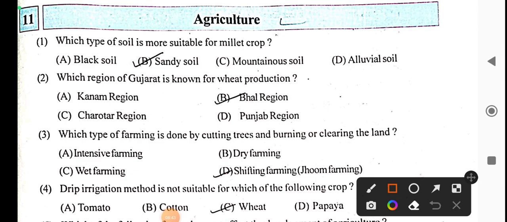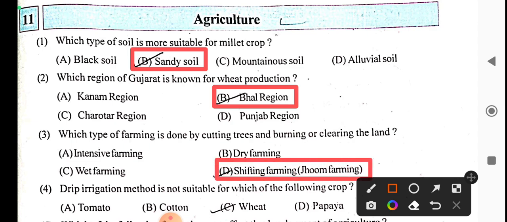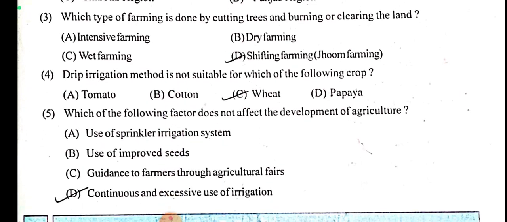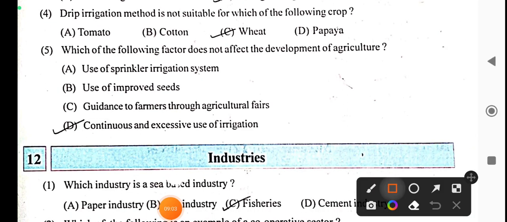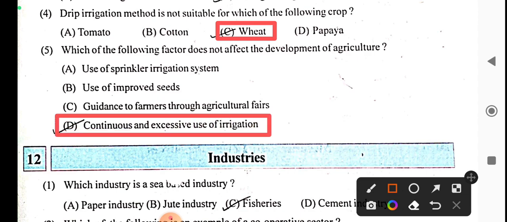Which type of soil is more suitable for the millet crop? So, sandy soil. Which region of Gujarat is known as wheat producing? So, Bhal region. Which type of farming is done by cutting trees and burning to clear the land? So, shifting farming, jhuming agriculture. Drip irrigation method is not suitable for which of the following crops? So, wheat. Which of the following factors does not affect the development of agriculture? Continuous and excessive use of irrigation.